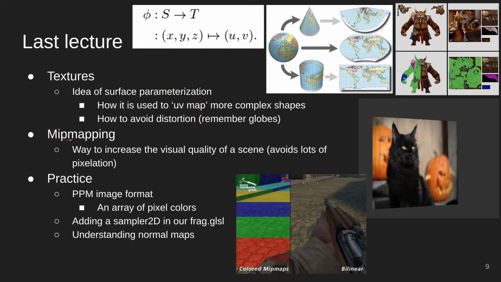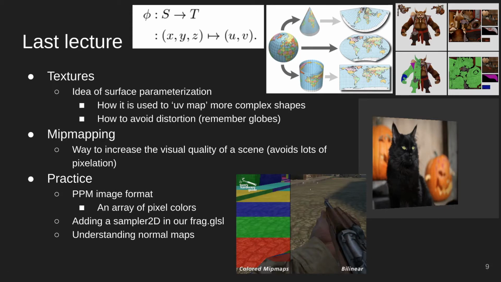I talked about MIP mapping, which is a technique used, or rather implemented in OpenGL, for increasing the visual quality of a scene. This idea that you show more detail the closer up you are to the screen, and the further away you are, you can get away with showing less detail, but that's also how we sort of perceive things.